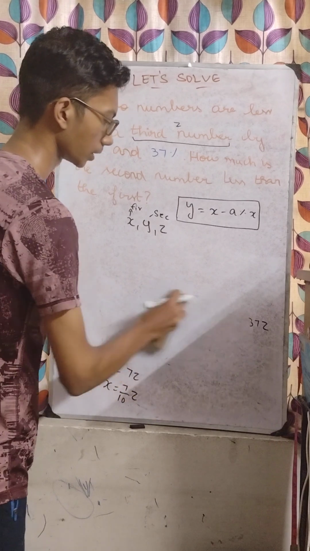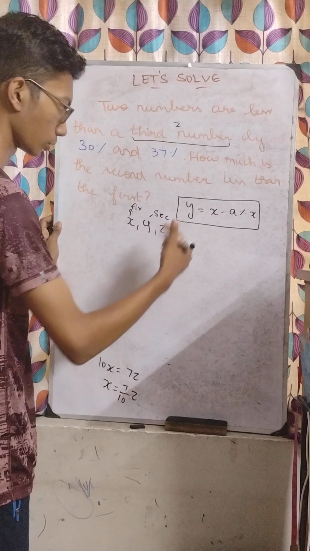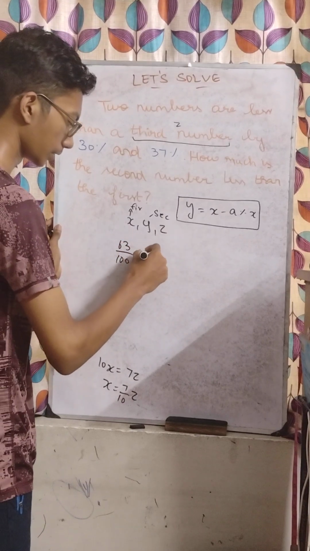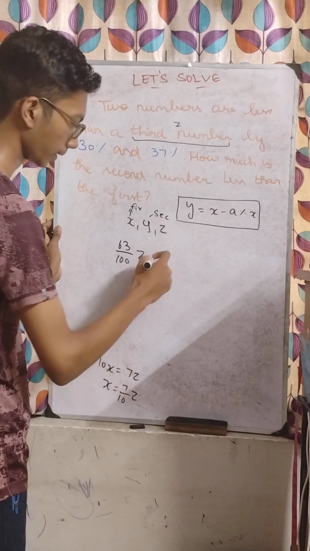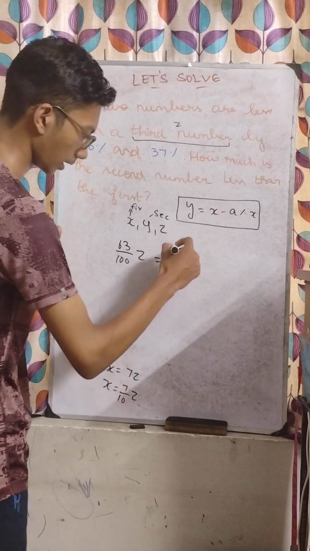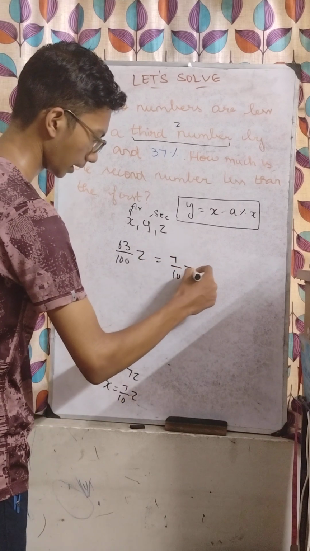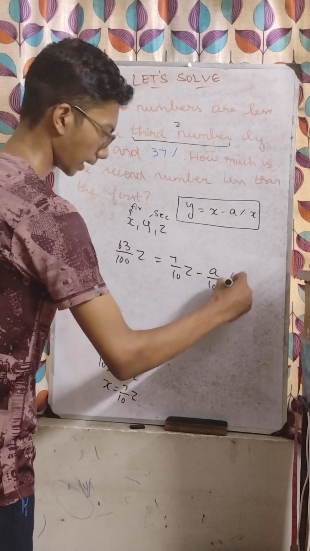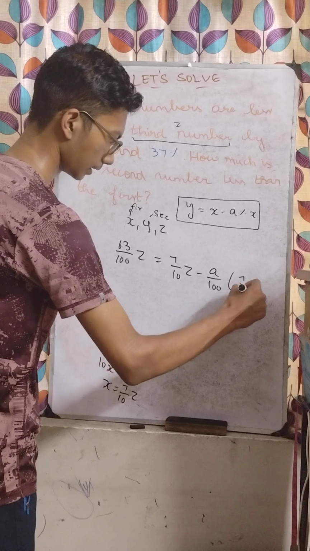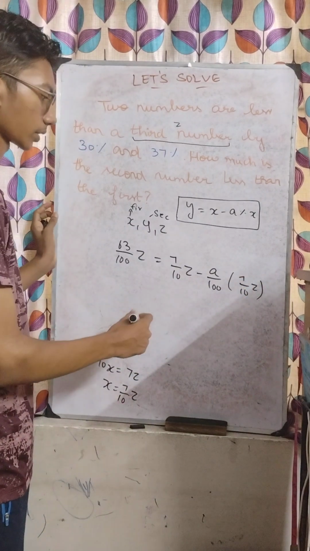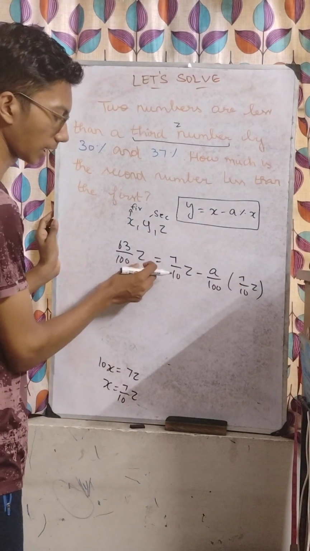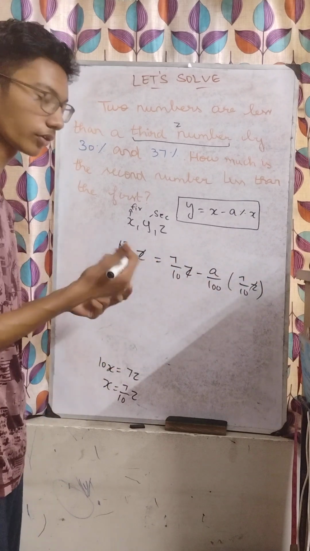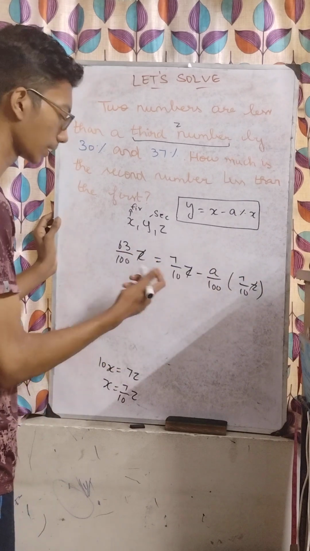So we have to substitute in the equation above. That is, y is 63 by 100 z, the value we got for y, equal to, for x we have 7 by 10 z minus a percentage, which we can write as a by 100 times 7 by 10 z. Why this works is that in all these equations we have the z term, so we can cancel them. The only unknown variable is a, so we can find that easily.